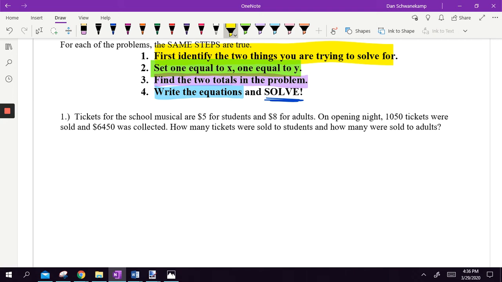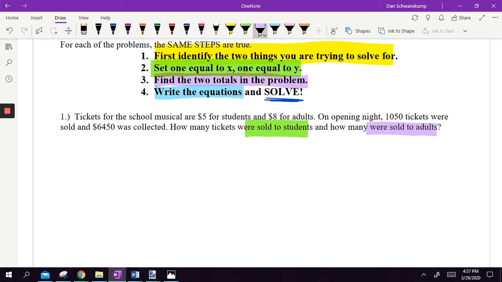So at first read through, sometimes your brain just shuts down. Don't let it. Read it a couple times if you need to. I would always suggest as you go through, you highlight stuff. So how many tickets were sold to students? How many tickets were sold to adults? That was definitely the key to this problem. That's what we're looking for.